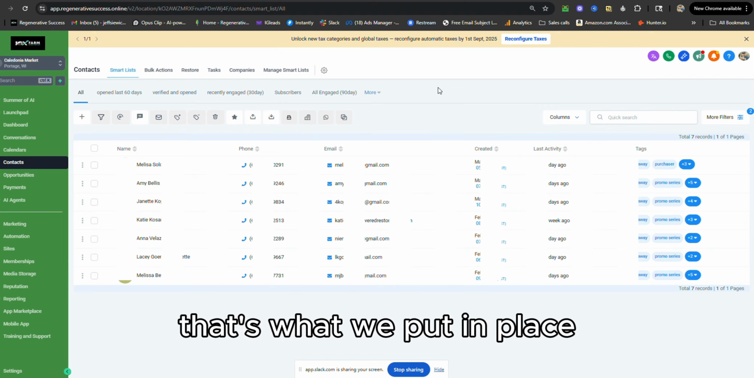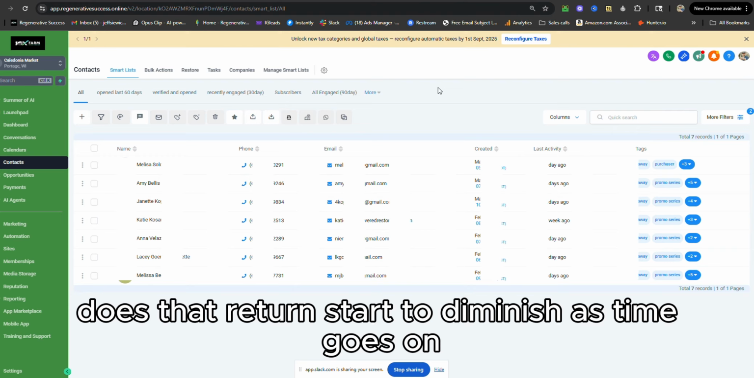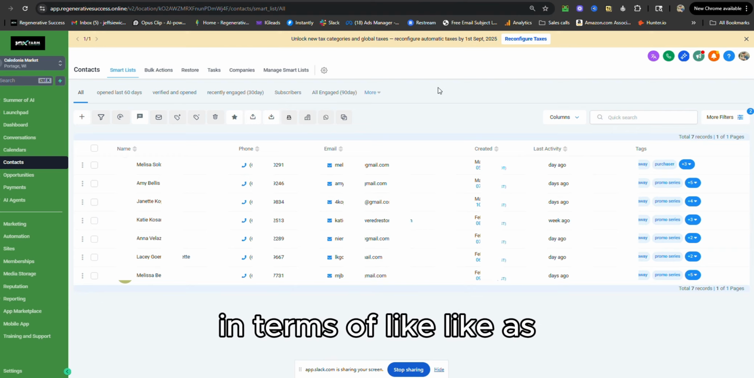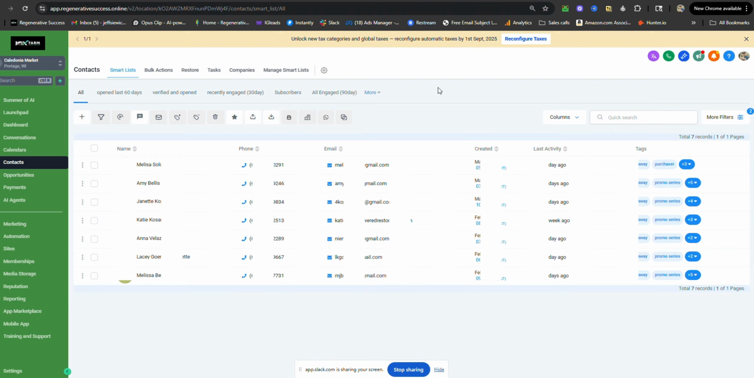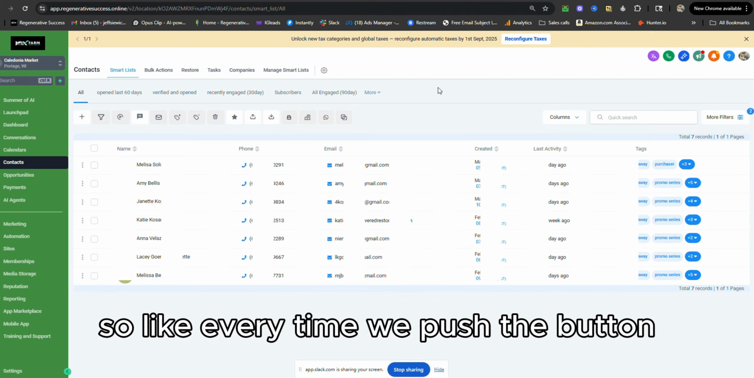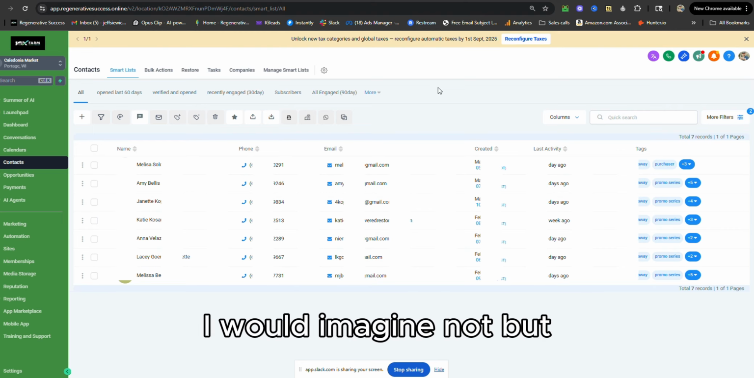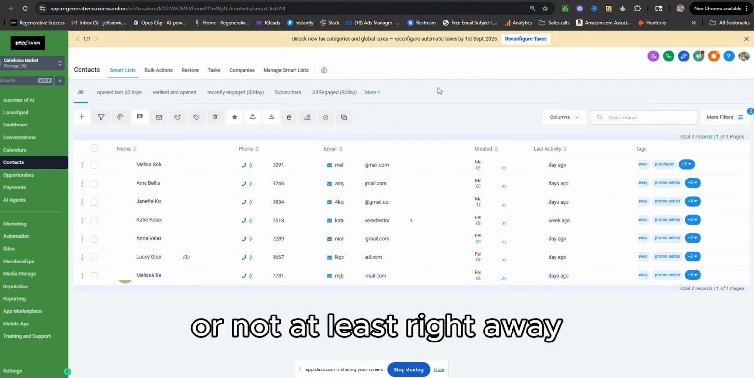Yeah, because that's what we've been working to put in place. Does that return start to diminish as time goes on? They call it push-button marketing, right? So every time we push the button, do we get a little bit less return just because we're saturating the market? I would imagine not, at least not right away.